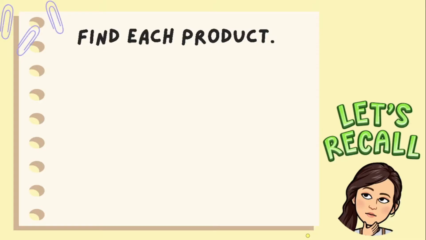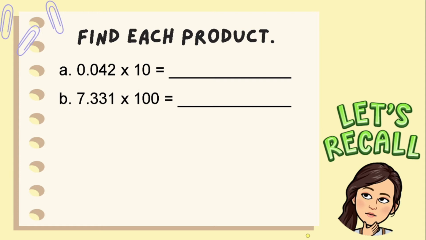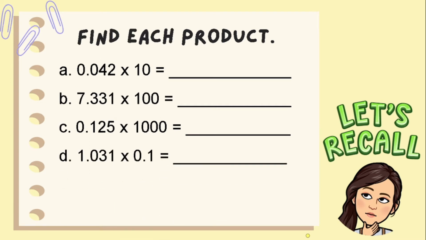First, let us have a review about your past lesson about multiplying numbers by powers of 10. Find each product. Letter A, 0.042 times 10. Letter B, 7.331 times 100. Letter C, 0.125 times 1000. Letter D, 1.031 times 0.1. And letter E, 21.5 times 0.001. You may pause this video while answering.